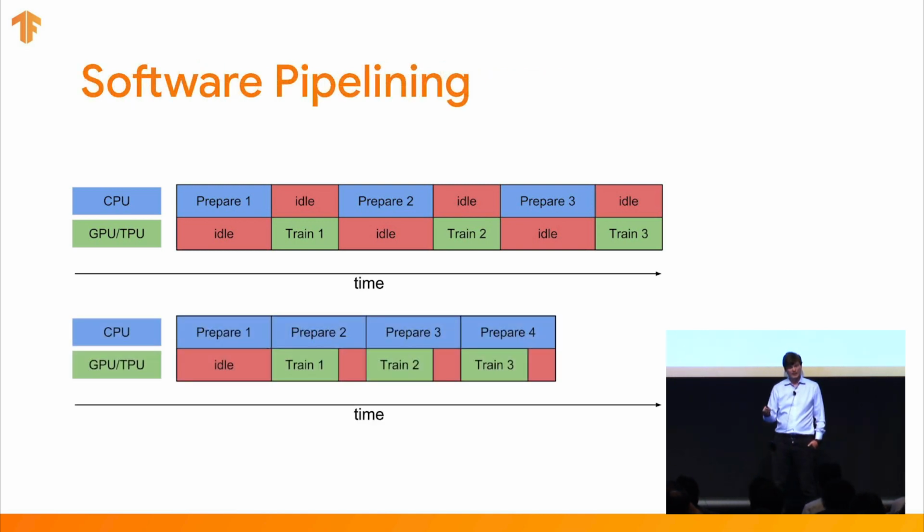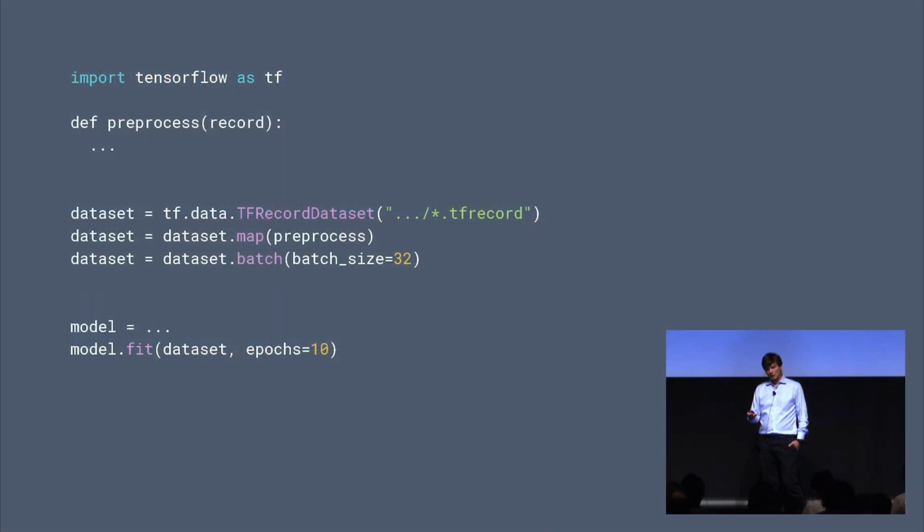And the idea is that while you're working on the current element for the training step on a GPU or a TPU, you're already starting to pre-process data for the next training step on a CPU. And thus, you overlap the computation that happens on the two devices or two resources available to you. To achieve that, the effect of software pipelining in tf.data is pretty straightforward.